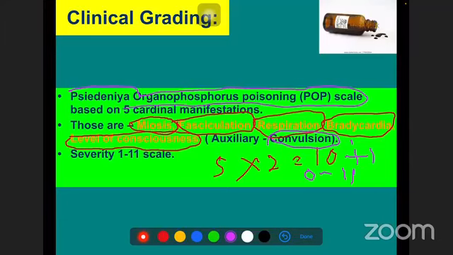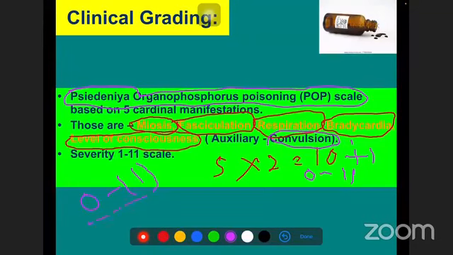There are many other scales too, but for practical purposes, this scale is very much important. According to that, we usually grade the organophosphorus compound poisoning under 3 headings. One is mild poisoning, moderate poisoning, and another is severe poisoning, depending upon the score of 0 to 11.